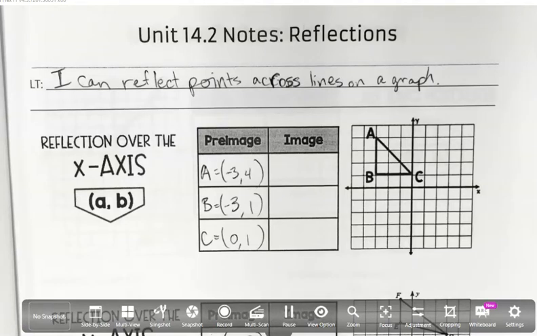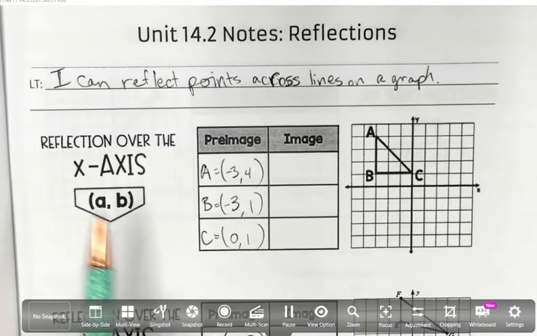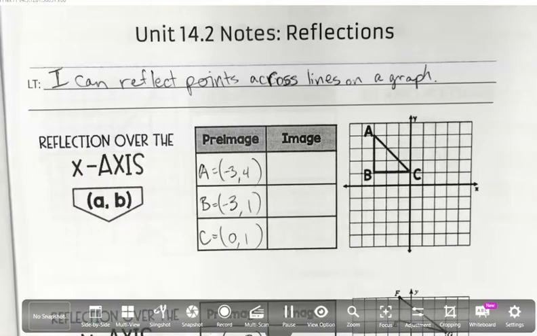Hey guys, this is Unit 14.2, and it's just notes over reflections on a coordinate plane. So, the first one we're going to talk about is reflecting over the x-axis.